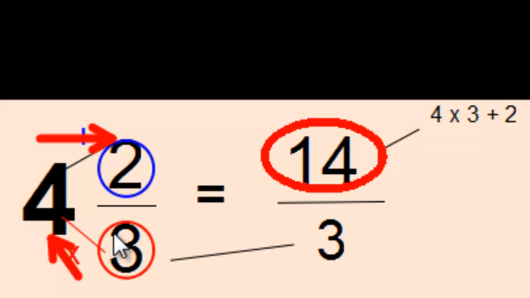Now the denominator, however, here is the same as this denominator. So whatever your denominator is in this fraction part, that's what your denominator will be in your result, in your improper fraction.